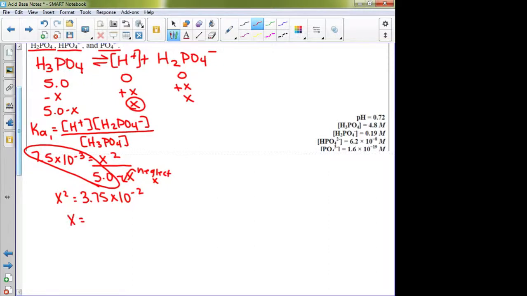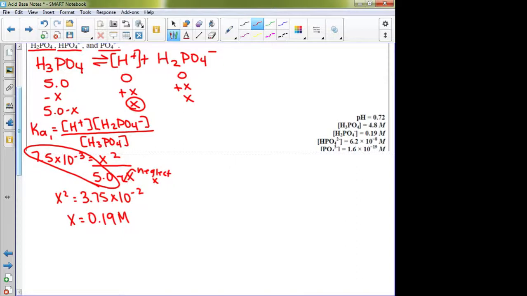So then when I take the square root of that, I get that x is equal to what? 1.9. There you go. So we just get 0.19. And since we're dealing with concentrations, my unit there would be molarity. Okay? Do you want us to leave it in decimal form or put it in scientific? Either one. It doesn't matter. You can leave it in decimal or scientific.